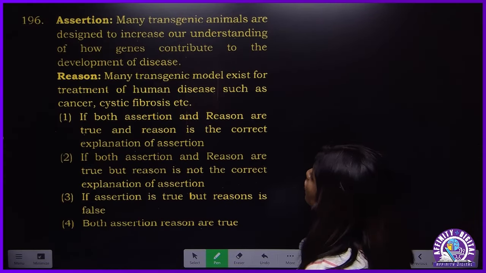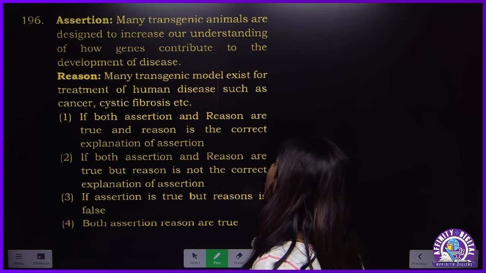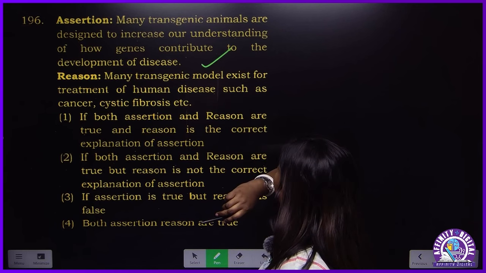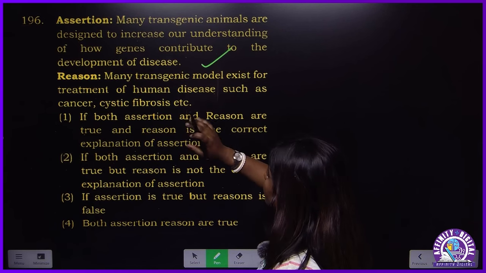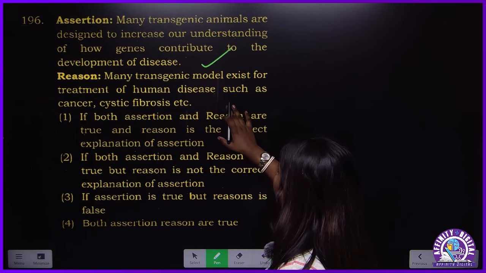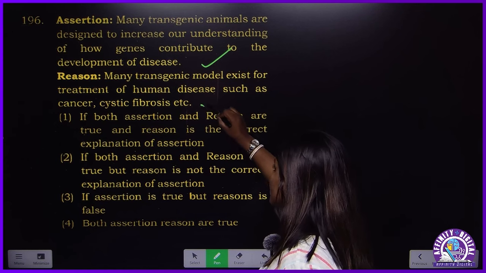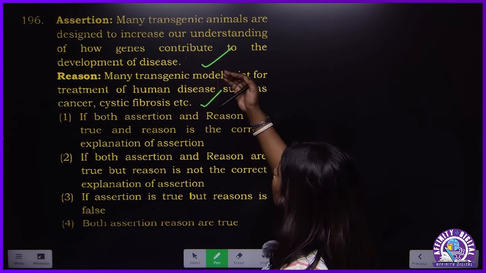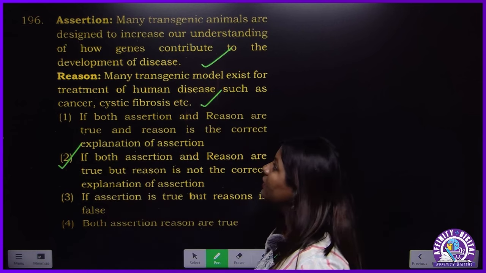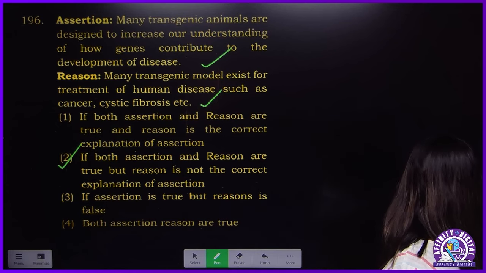So we are here in question number 196. Assertion is many transgenic animals are designed to increase our understanding of how genes contribute to the development of the disease. It is true. Assertion दिया है तो बीच में because लगा देते. Because many transgenic models exist for the treatment of human disease such as cancer. Yes, this is also true, but one doesn't explain another. Okay, these are actually from the benefits of the transgenic animals.